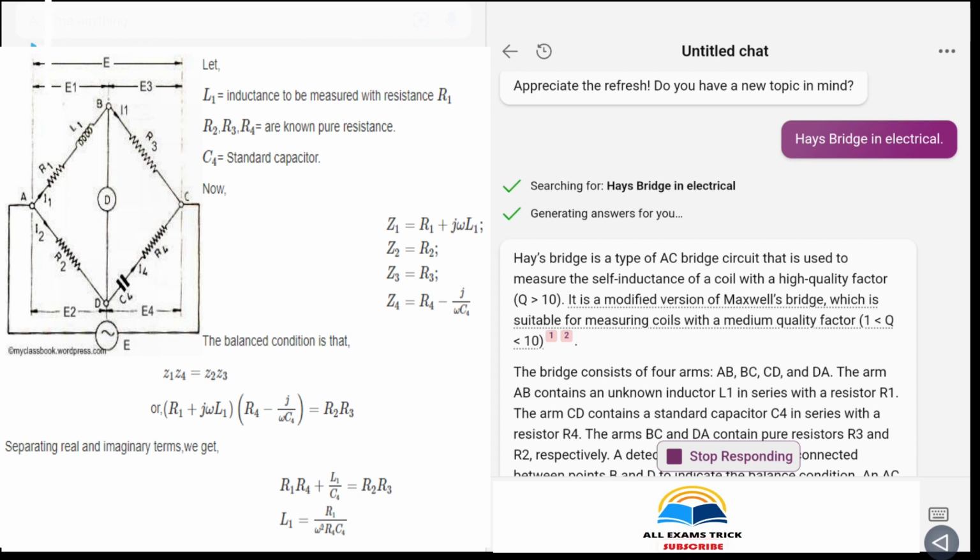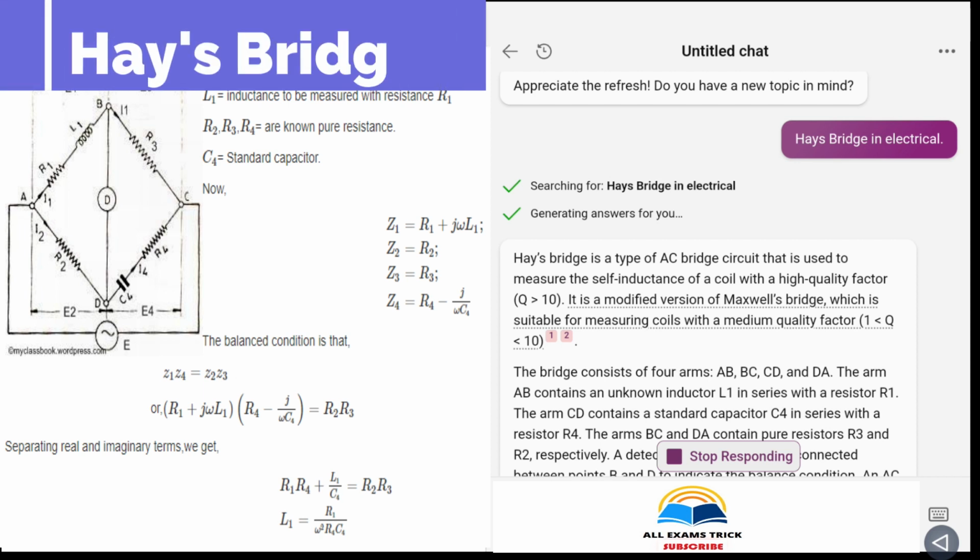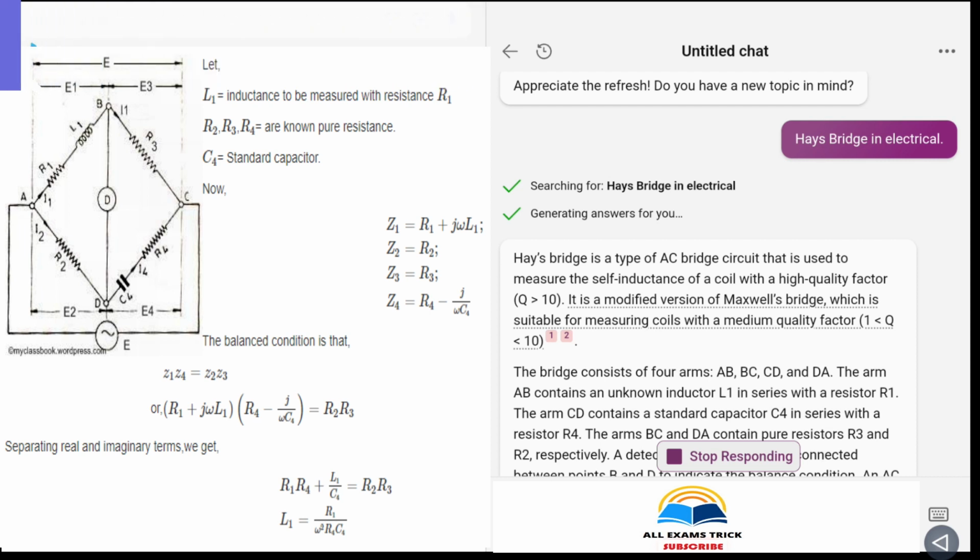The arm AB contains an unknown inductor L1 in series with a resistor R1. The arm CD contains a standard capacitor C4 in series with a resistor R4.